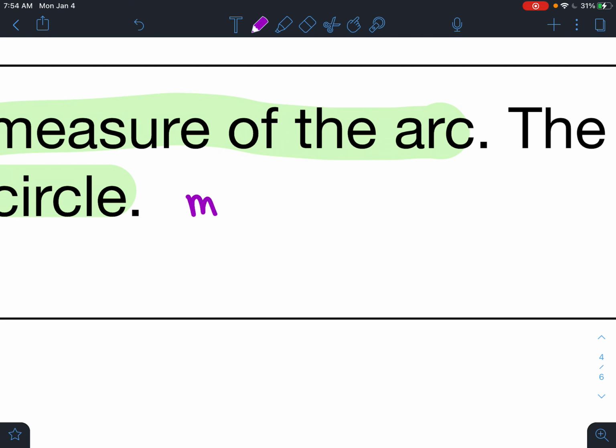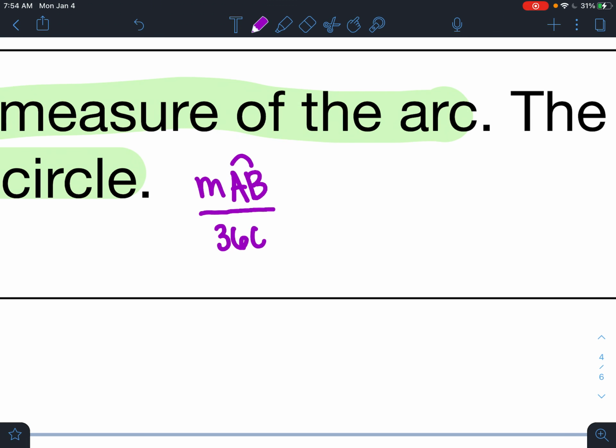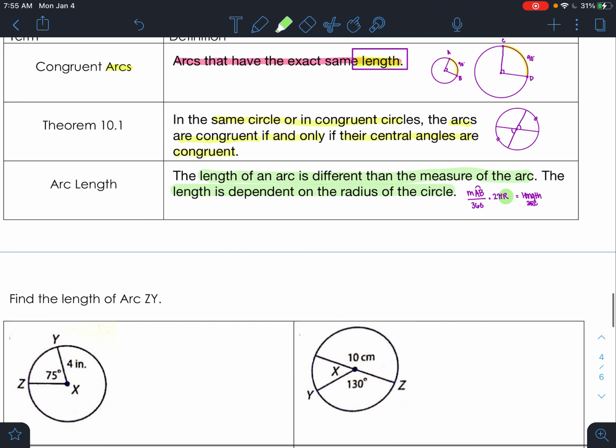So what I'm going to do is take the measure of an arc, let's call it AB, and divide that by 360. Then I'm going to take that fraction and multiply it times the circumference, which is 2 pi r. So this is equal to the length of an arc. And again, the length is dependent on the radius of that circle.